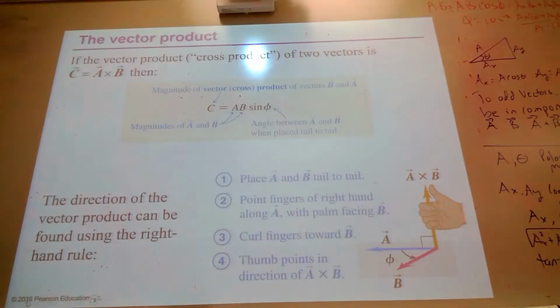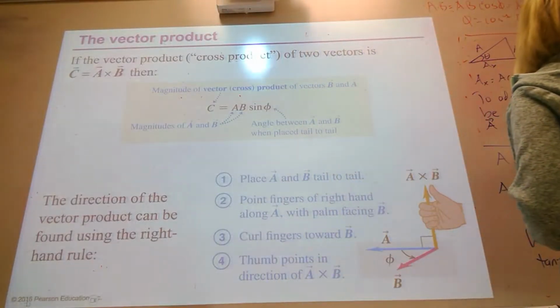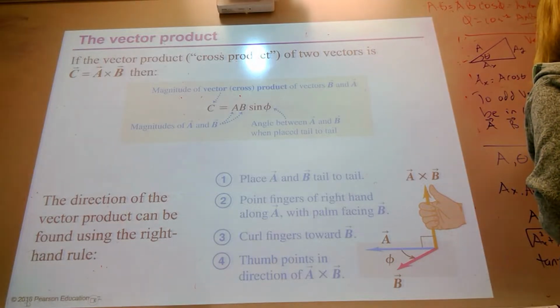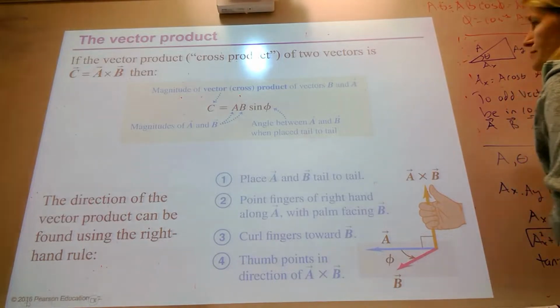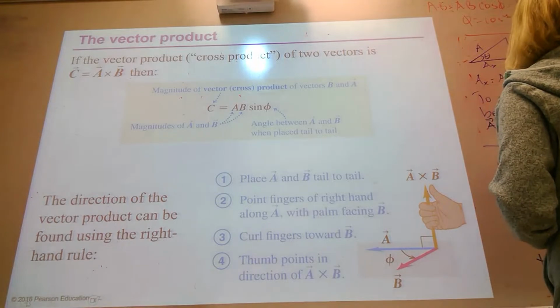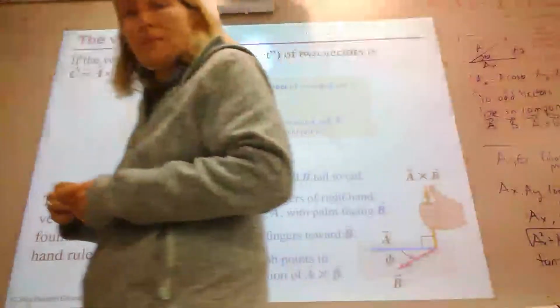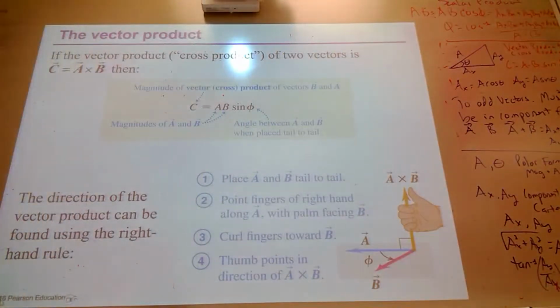Now, a vector has both magnitude and direction. So this is called the vector product or cross product. So we have the magnitude of A times the magnitude of B times the sine of phi. Same thing as what's in your book. Now, every vector has direction. So how do we figure out the direction? It's another right-hand rule.